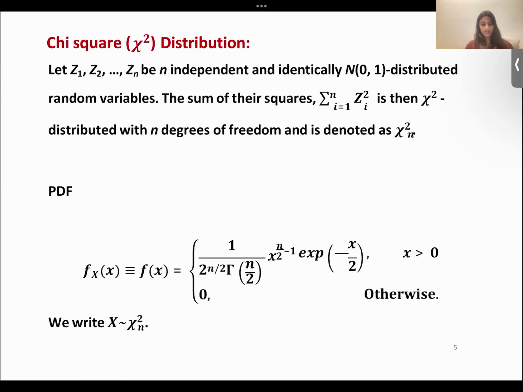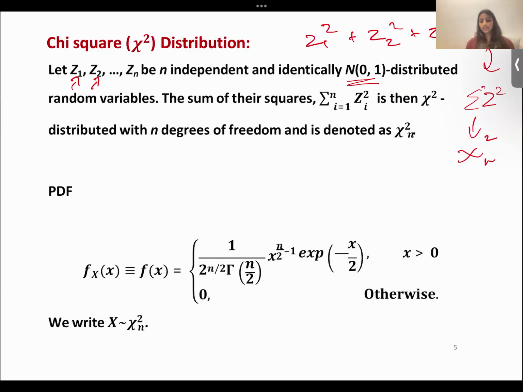Here, let Z1, Z2, Z3 be independent and identical random variables. Each of these follows a standard normal distribution. With that said, take the sum of the squares: Z1 square plus Z2 square plus Z3 square and so on. The sum of these will give you some value, the summation of Z square. This value is said to follow a chi-square distribution.